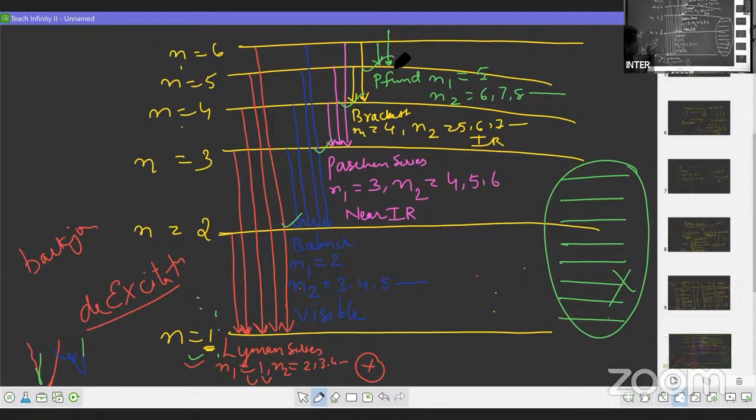Please make a note that while drawing the diagram, don't draw single lines. Draw it like this. Practice, children. If you practice, it will come. Practice this very simple diagram.